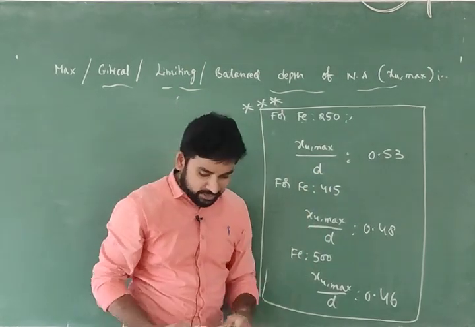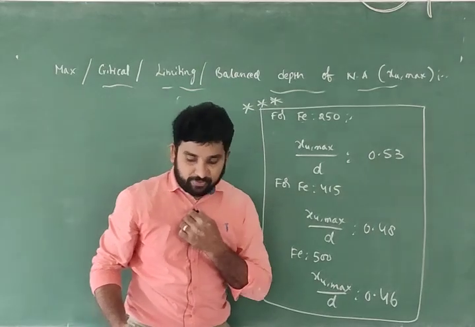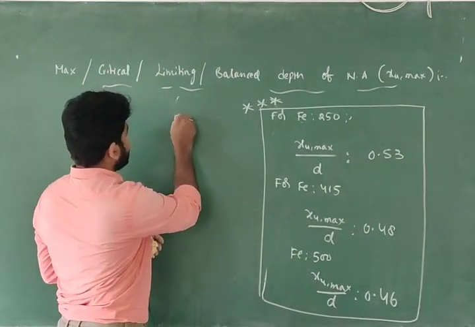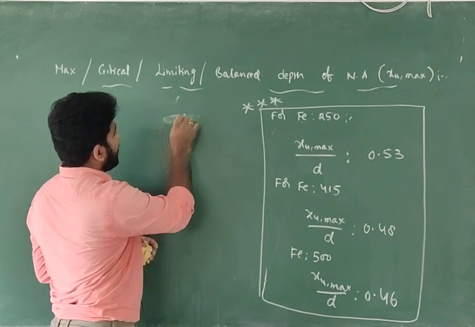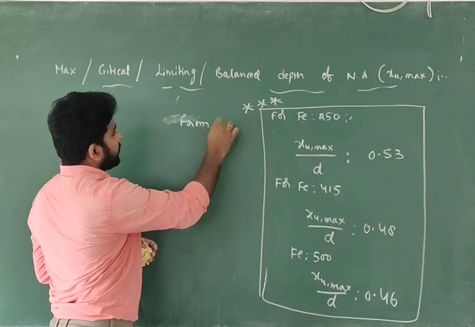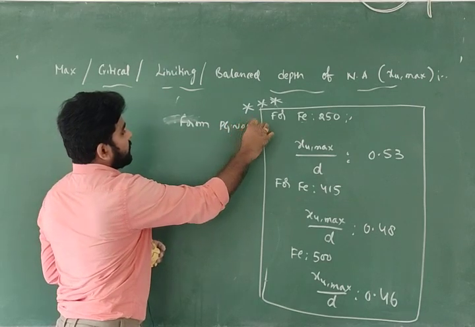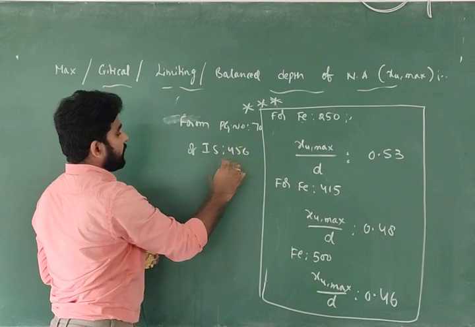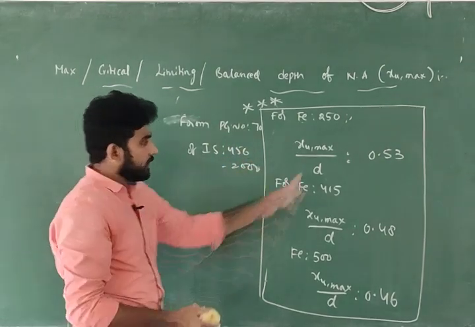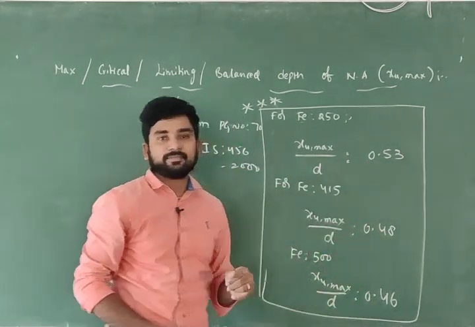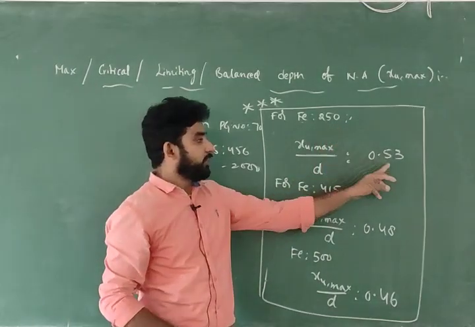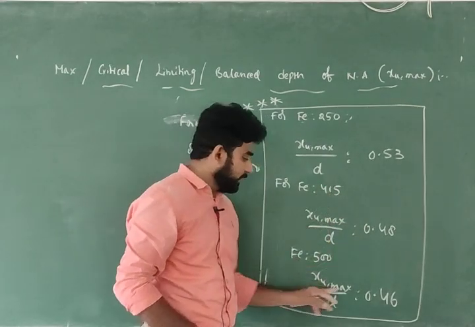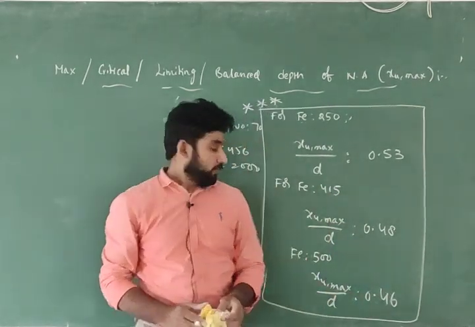Sir, how to remember this? Without memorizing, can we refer to it? Yes. From page number 70 of IS 456 2000, if you open, these values are directly available. For 250 grade, this is 0.53, and 0.48 for 415 and 0.46 for 500.